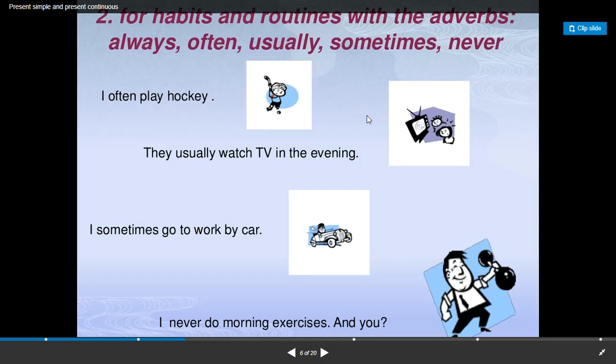We use it also for habits and routines with the adverbs always, often, usually, sometimes, or never. I often play hockey. They usually watch TV in the evening. I sometimes go to work by car. See this car? Yes. I never do morning exercises. And you? This one is doing morning exercises.